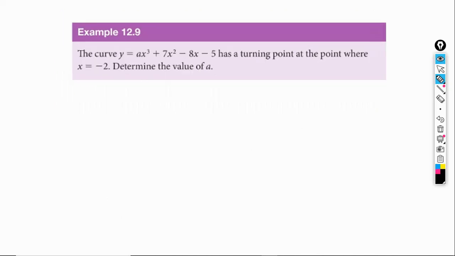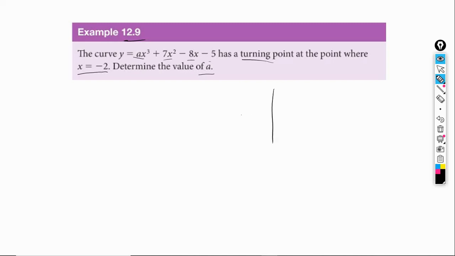Okay, so here we are now on example 12.9, and it says the curve y equals ax cubed plus 7x squared minus 8x minus 5, a polynomial, has a turning point at the point where x equals -2. Determine the value of a. Okay, so a here is a constant, right? It's the coefficient of x cubed.